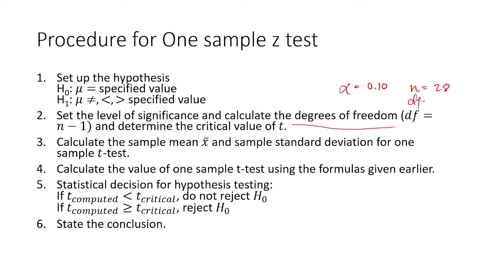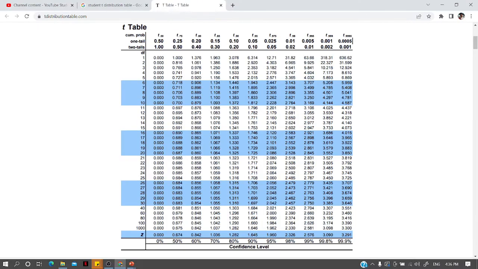So as you may notice here, you have an n. So pwede na natin compute yung DF. And for the DF, we have here n minus 1. So that will be 28 minus 1, which is actually 27. So saan natin gagamitin yung 27 na yan at yung alpha na 0.1? We'll be using that in our t table.